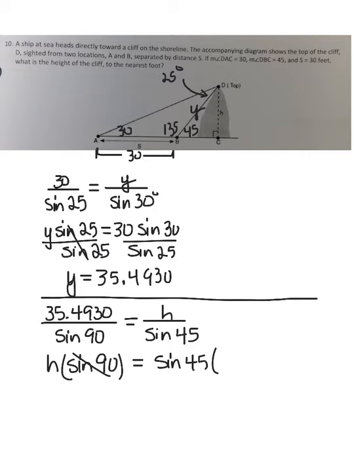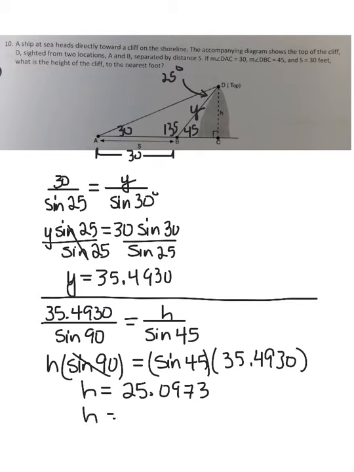and I am going to multiply that by 35.4930, blah, blah, blah, what you have in your calculator there. Okay. When I do that, I got 25.0973. And we want this to the nearest foot again. So 25 feet. That's the height of the cliff. There you go.